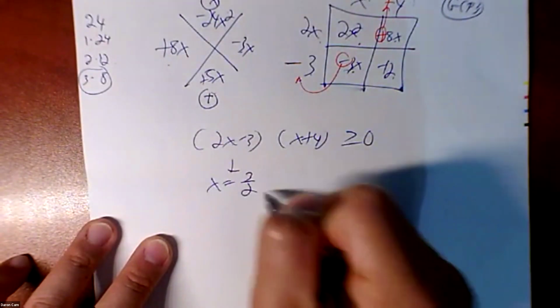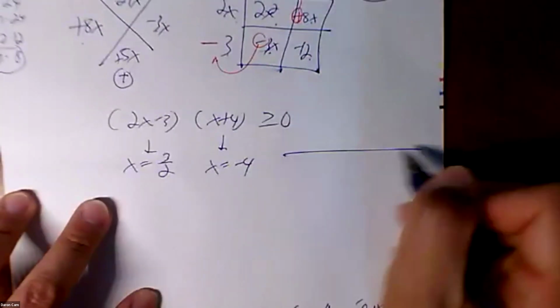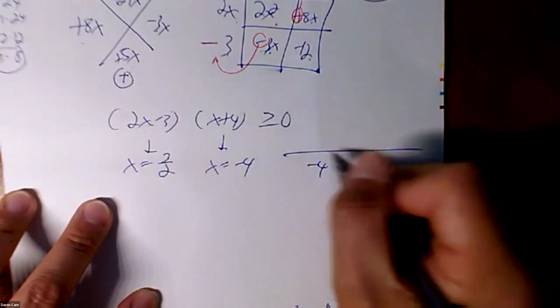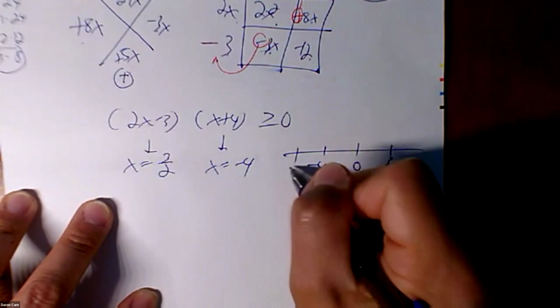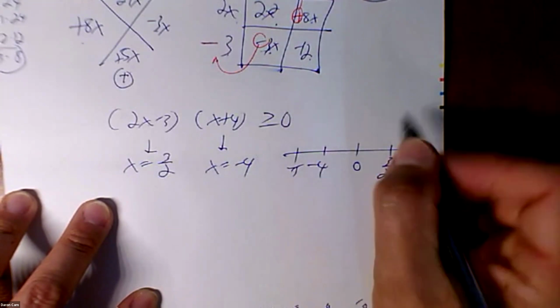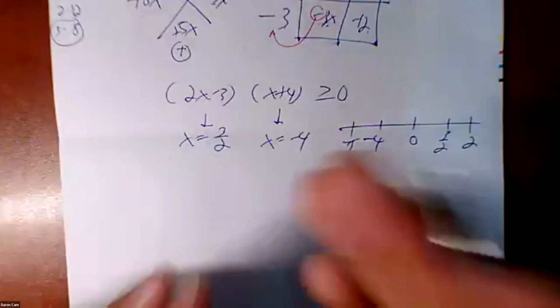Add 3, divided by 2. That's going to be 3 halves. Minus 4, your other boundary point is negative 4. If you want to, you're going to have to ask your teacher if they want you to plug in values. Some teachers do. So you could plug in negative 5, negative 4, 0, 3 halves, and 2 if you want to. But greater than means or.